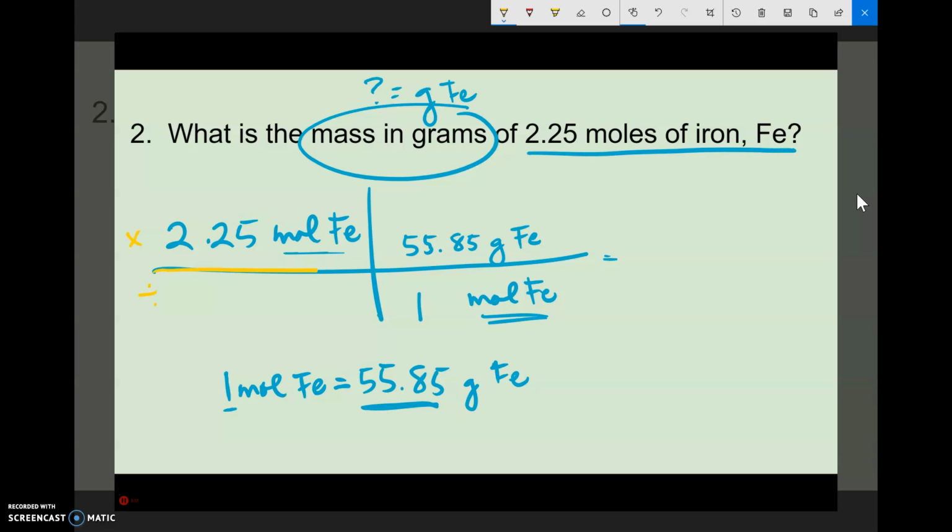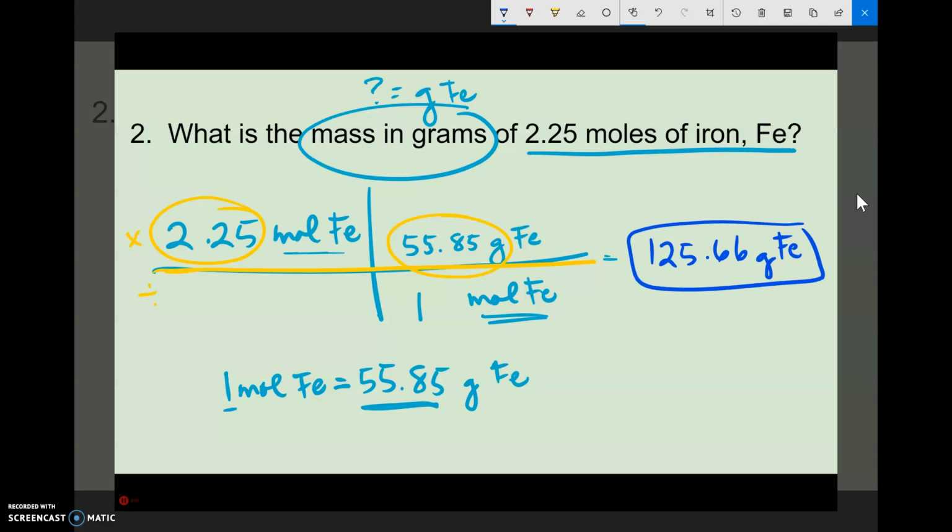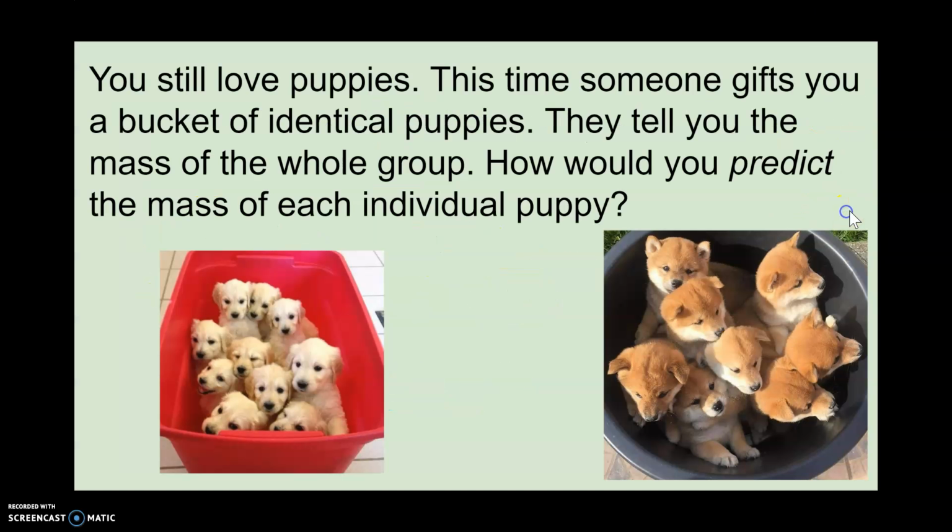Okay, so again, once again on this, anything on the top we multiply, anything on the bottom we divide. So above this line we multiply, below the same line we divide. So here it's just 2.25 times our 55.85, and when we do that, we get 125.66 grams of iron. Okay, and that's how many grams we would have in this 2.25 moles of iron. Okay, pretty fun, right? I hope so.